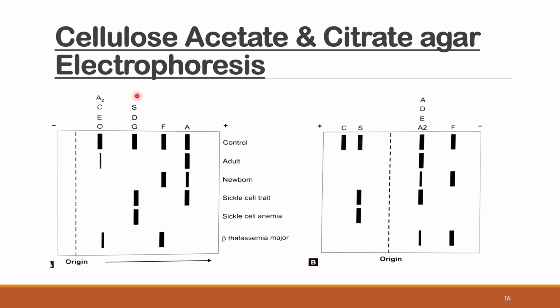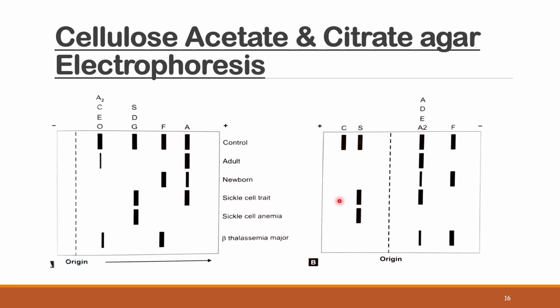Now see here, you can't distinguish HbS, D and G, right? Because they migrate at the same rate here. So how will you distinguish? See, this is a sickle cell, but we can't say whether it is HbS, D or G. So for that differentiation, you need to do a citrate agar electrophoresis, in which these three will migrate at a different position. So this is a simple electrophoresis test.